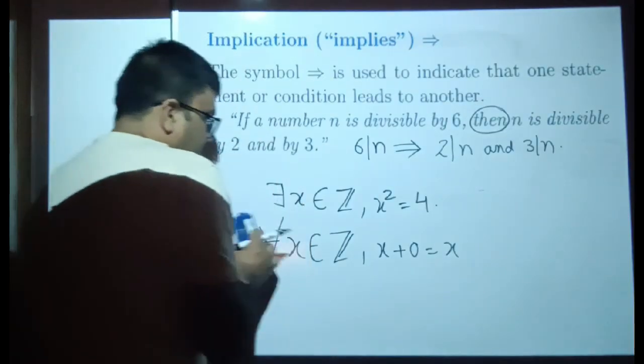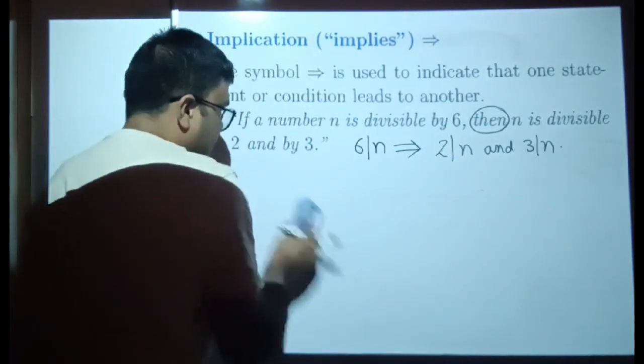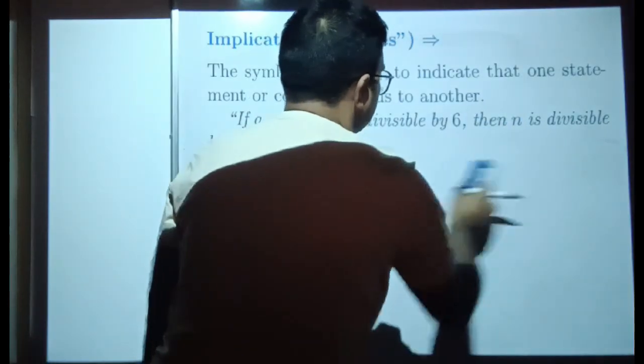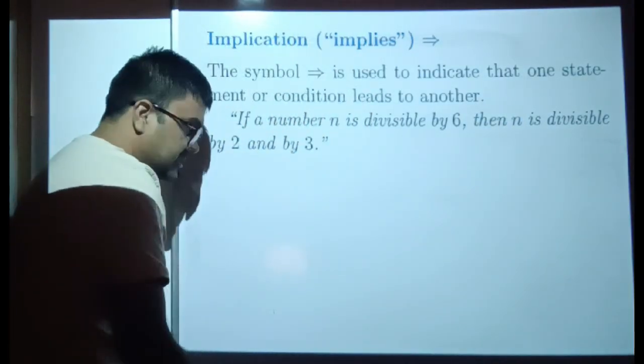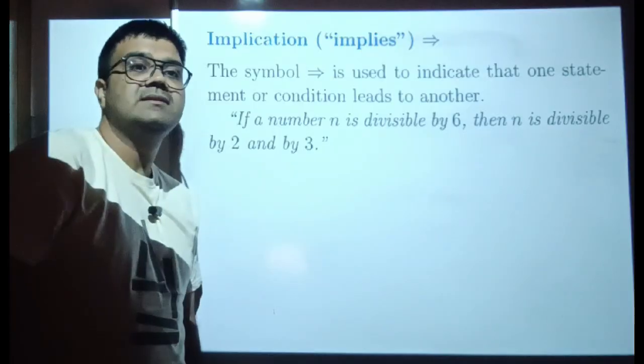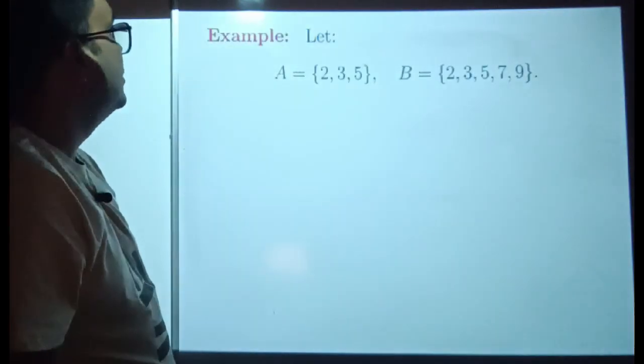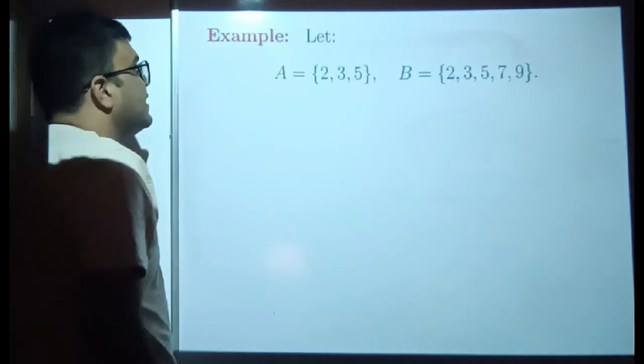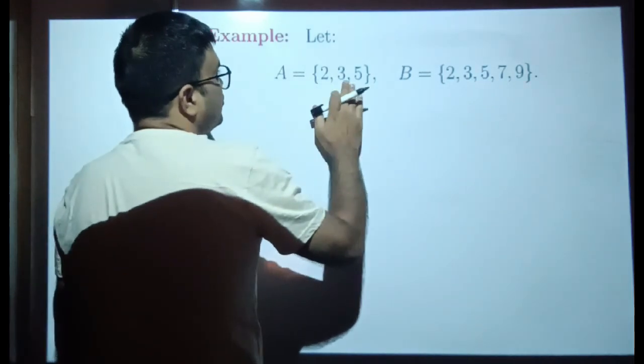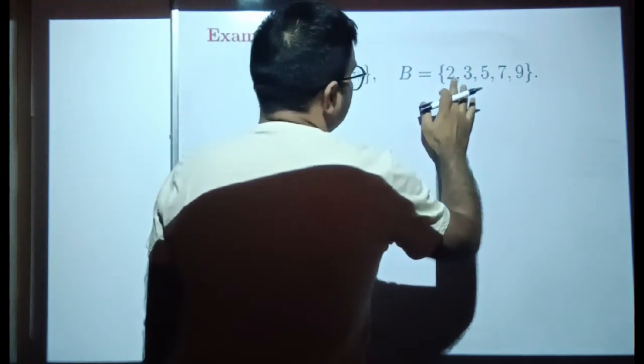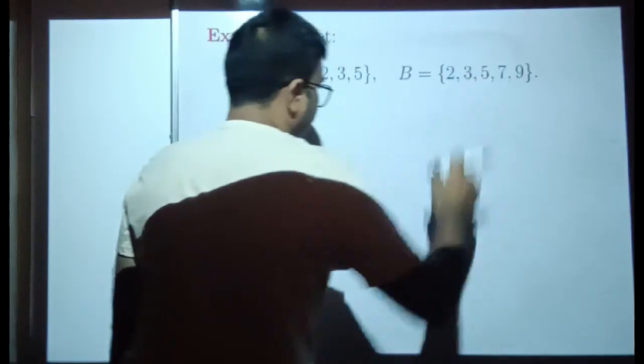So these are the 3 symbols or notations that you should now keep in your mind. These will be used in our next slides. So let us consider another example. We have the set A, which has elements 2, 3, 5, and the set B, which has elements 2, 3, 5, 7 and 9.